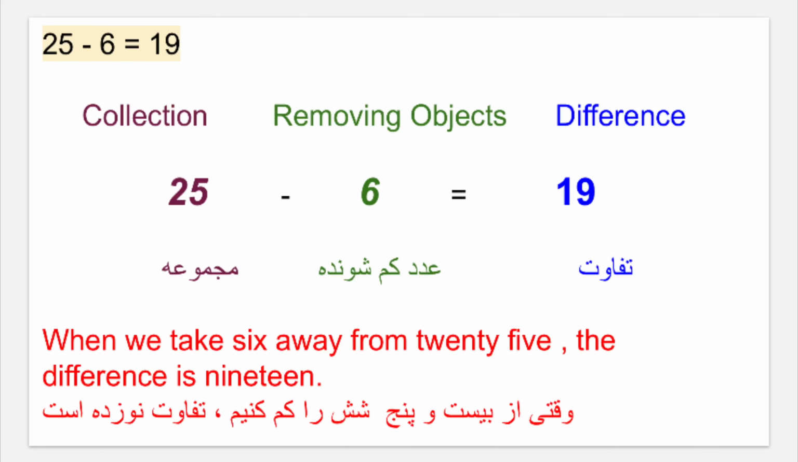Friends, we're talking about the different parts of subtraction. When we have 25 and we take away 6, the result is 19. The 25 is the collection. The 6, which we're taking from the 25, is called the removing object, and the result is called the difference, which is 19.